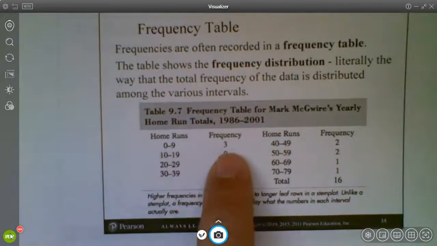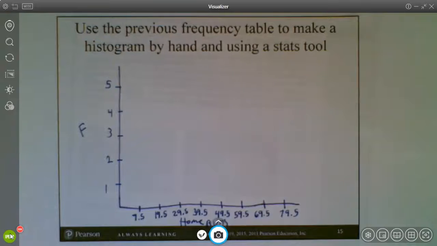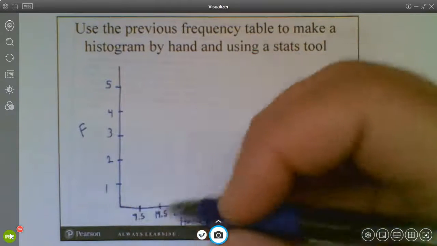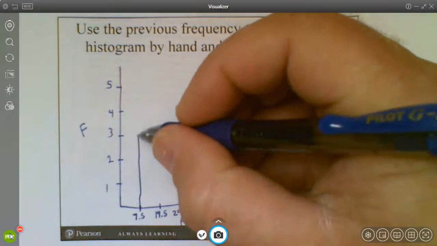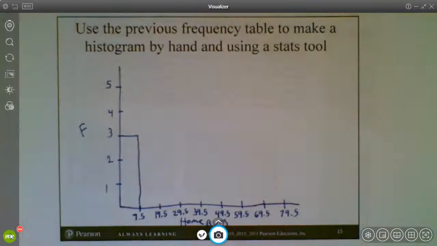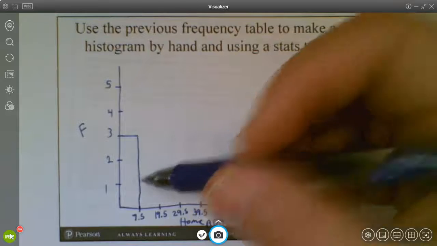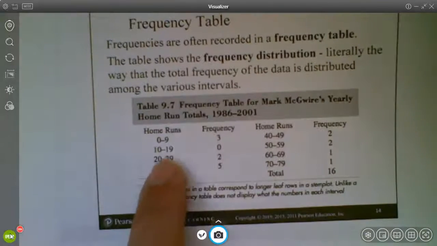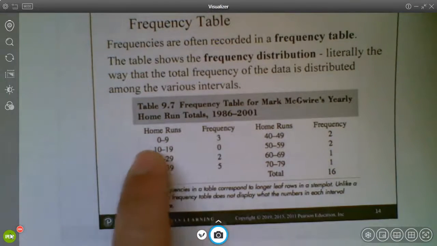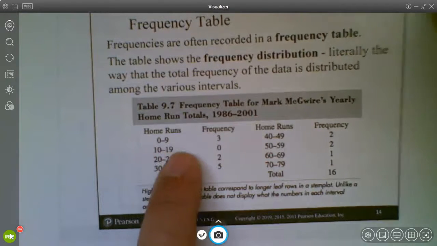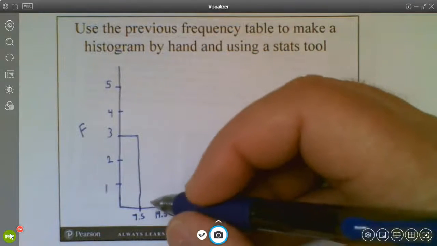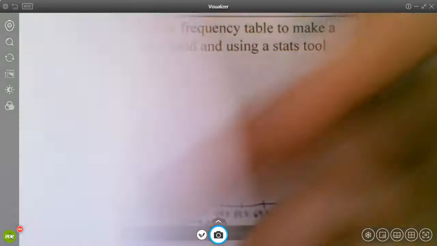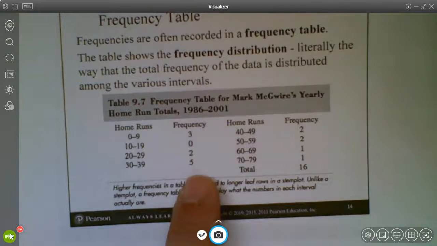So from 0 to 9, there was a total of 3 home runs. So again, instead of ending it at 9, they're going to end it at 9.5 for 3 home runs. And again, they're doing that so that it will now connect to the next bar. So if this one ends at 9.5, this one begins at 9.5. So this one is now going to go from 9.5 to 19.5. And there was 0 in there, so we're just going to leave that guy empty, because that one had a 0, and then I'll just kind of go through and quickly fill in the rest of these.